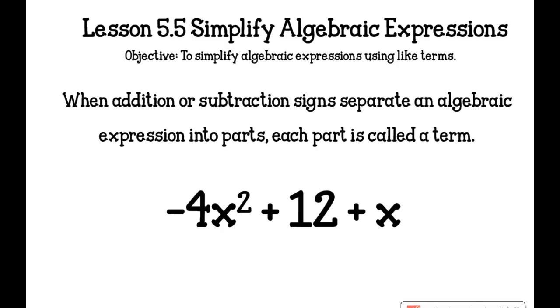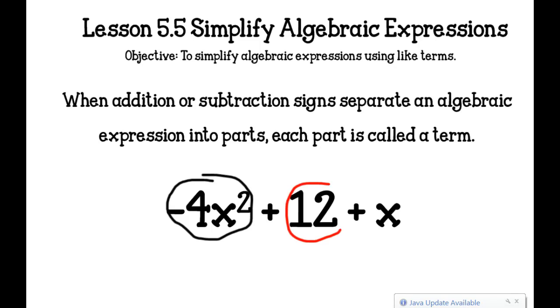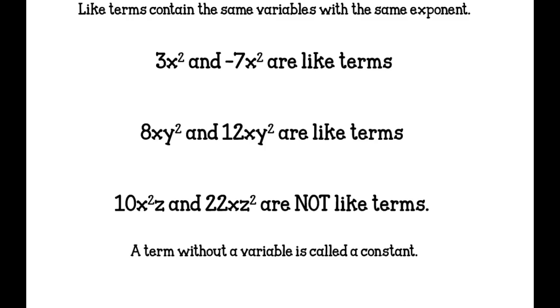So in negative 4x squared plus 12 plus x, negative 4x squared would be a term, 12 would be a term, and x would be a term. So you can see that those addition signs are separating the terms. Now that we know what a term is, we can know that like terms contain the same variables with the same exponent. So if you look here, we have 3x squared and negative 7x squared.